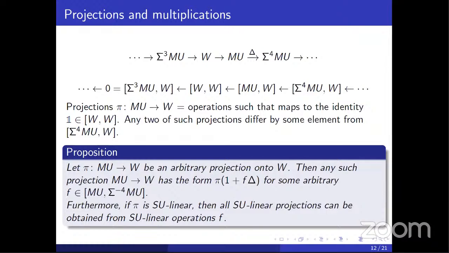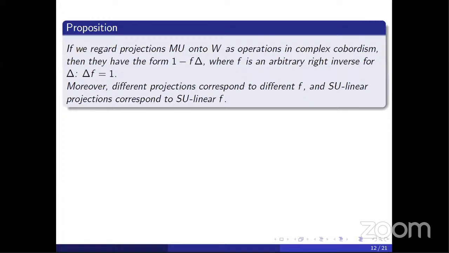And furthermore, if pi is SU linear, then all SU linear projections can be obtained from SU linear operations f. And on the other hand, if we regard the projections from MU to W as operations in complex cobordism via forgetting from W to complex cobordism, we obtain the following proposition: such projections have the form 1 minus f delta for an arbitrary right inverse f of delta. If we have a right inverse, it's a projection, and if we have a projection, it can be written in this form. And moreover, different projections correspond to different f, and SU linear projections correspond to SU linear f. It is also obtained from the fiber sequence above.